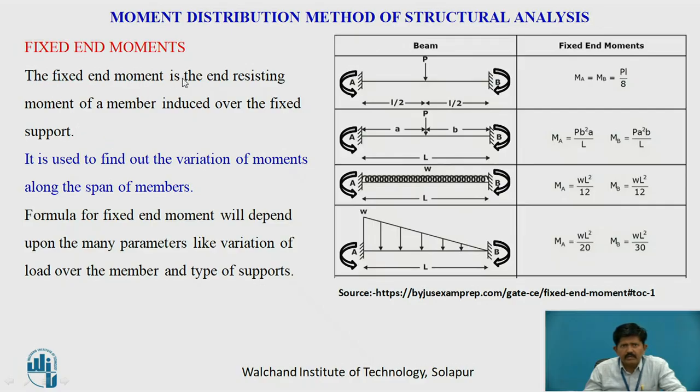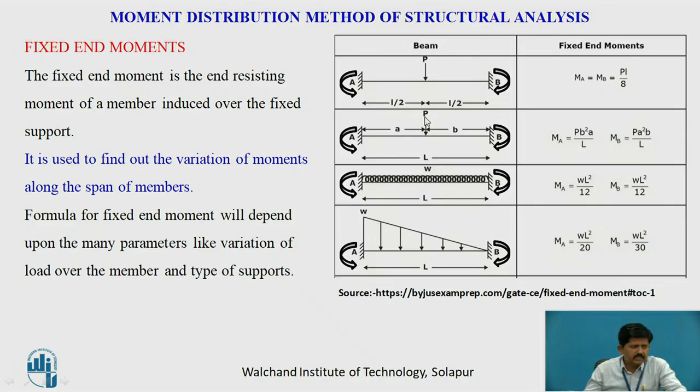The fixed end moment is the end resisting moment of a member induced over the fixed support. It is used to find out the variation of moments along the span of the member. The formula for fixed end moments will depend upon many parameters like the variation of load over the member and the type of the support. If a fixed end member is having a point load at the center, then MAB is equal to MBA is equal to PL upon 8 will be the fixed end moment.